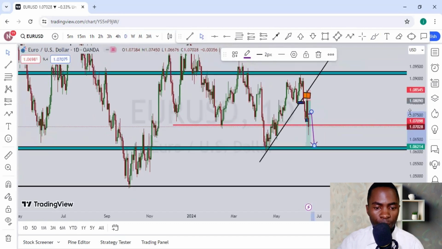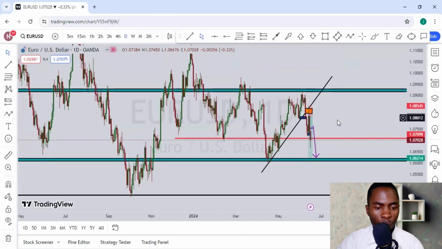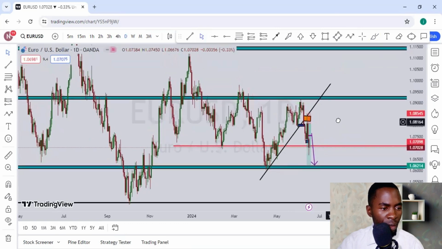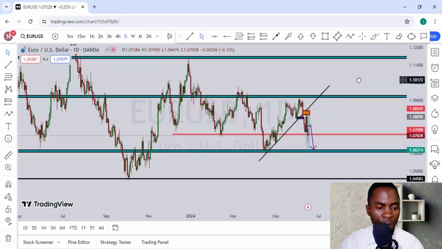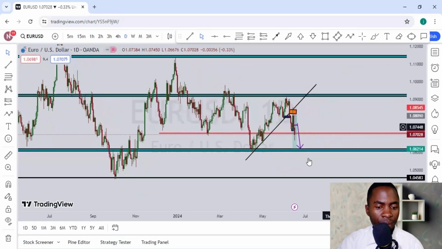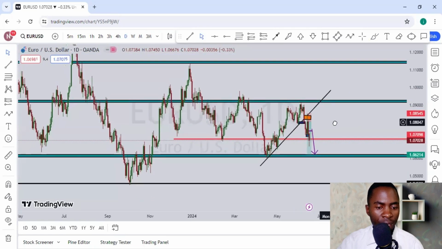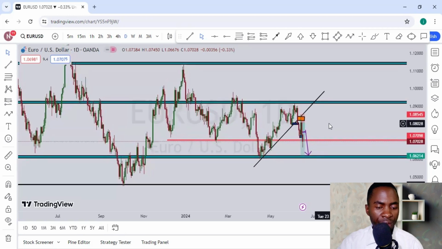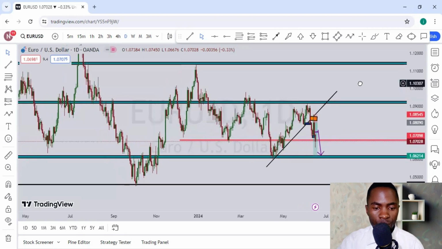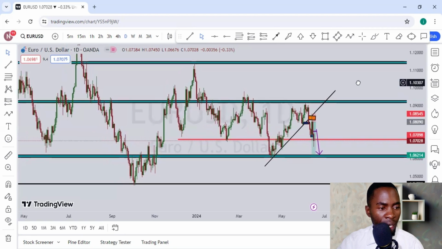My second take profit is hit. That's all I wanted to see on Euro USD. I didn't update you guys on this trade, but it was just an intraday trade. It's not a long-term swing trade. So that's all about Euro USD.